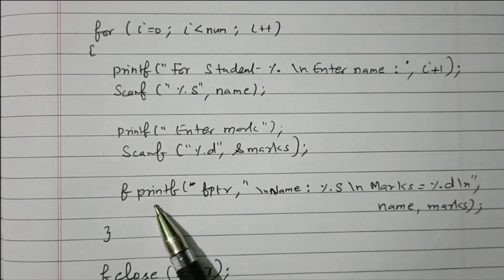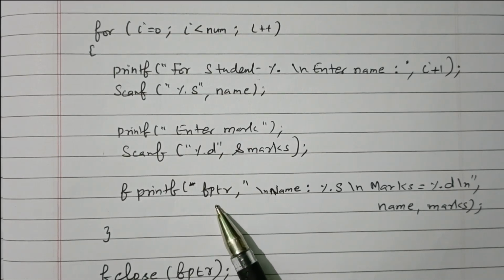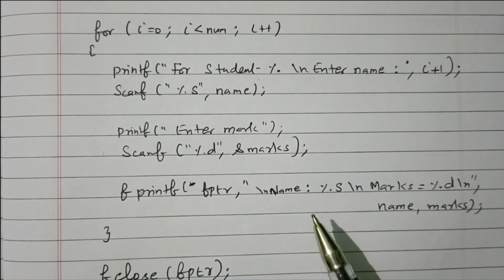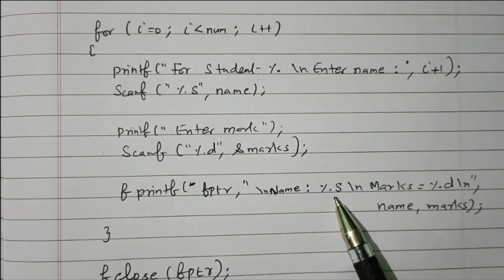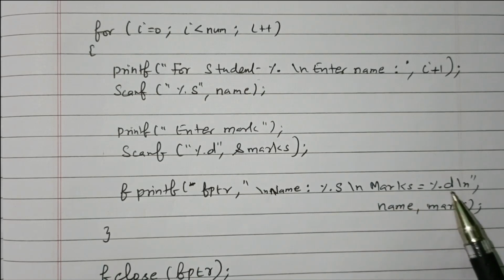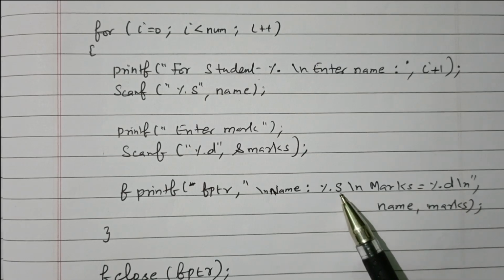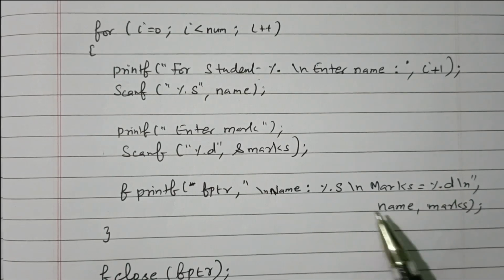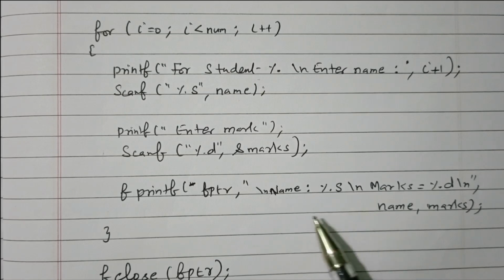So fprintf. In fprintf, we have to refer to the file pointer, fptr. "Name: %s \n mark equal to %d \n". This %s refers to name, so here the name will be printed. %d refers to integer type, mark. The mark will be printed one by one. Next line, name, it will print the name. Go to the next line, mark, it will print the mark.